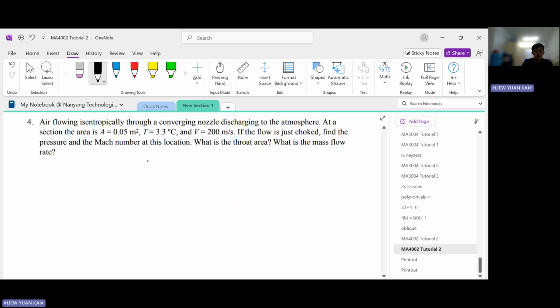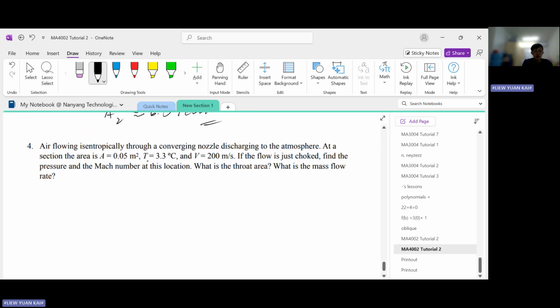Okay, so air is flowing through a converging nozzle and discharging into the atmosphere. At one section, we have these conditions. The flow is just choked. Find the pressure and Mach number at this location. What is the choke area? Okay, so let's sketch the problem out first.